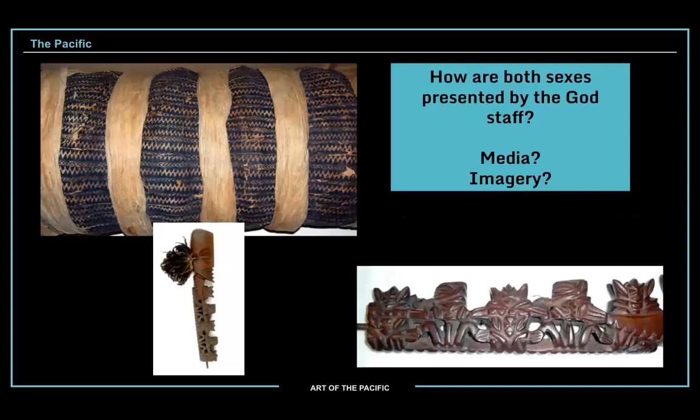Okay, so how are both the sexes represented by this object, wrapped and unwrapped, right? Let's look at the wrapped version. Who makes the bark cloth? Women make the bark cloth, right? So women weave the bark cloth, okay? The staff itself is considered to be phallic, right? So it resembles male genitalia, and that's where it gets its power.